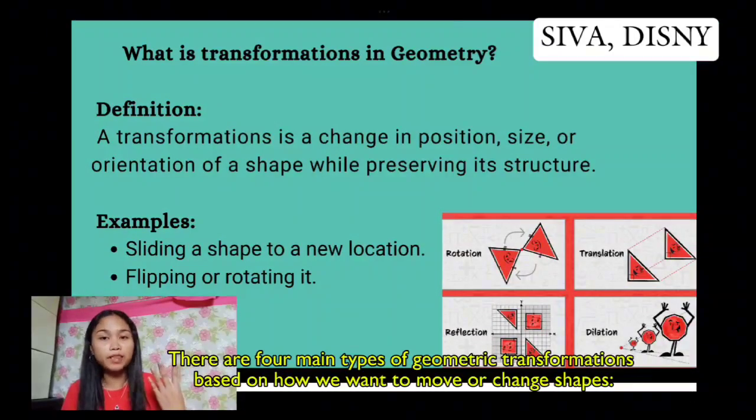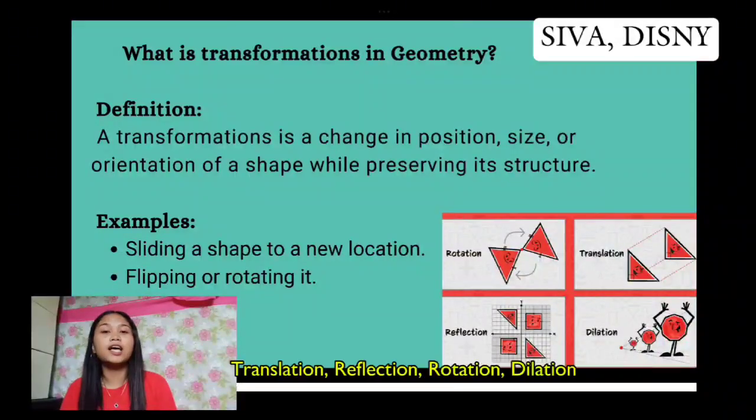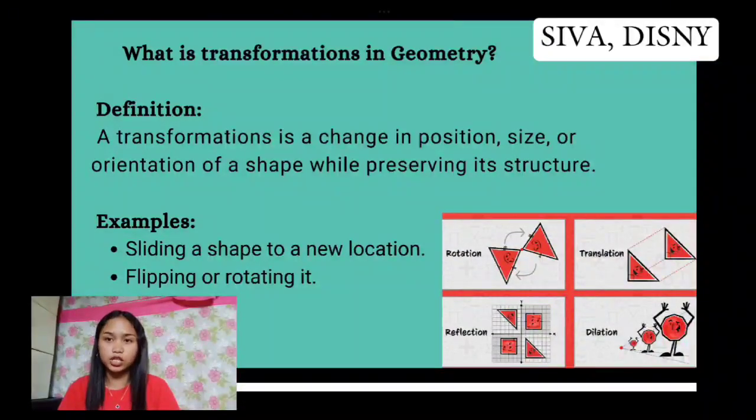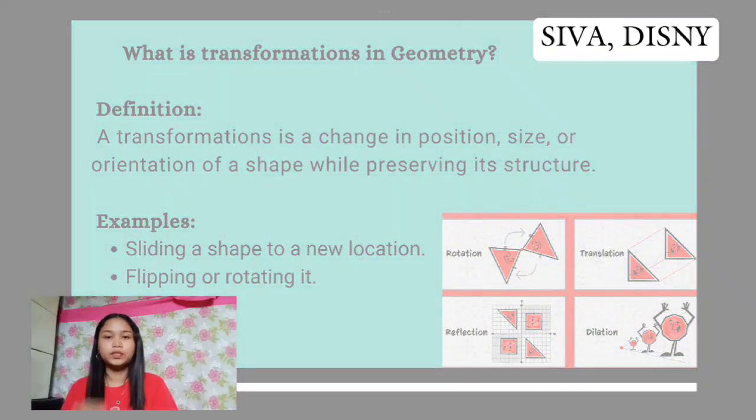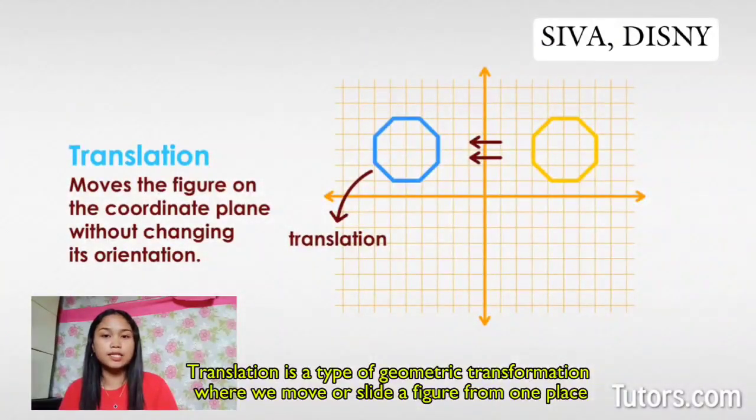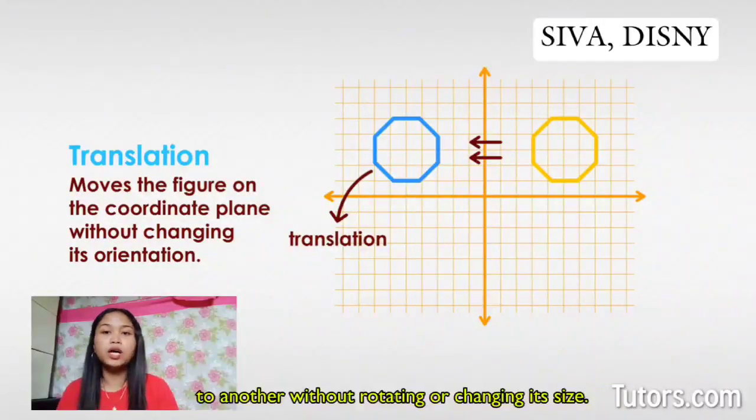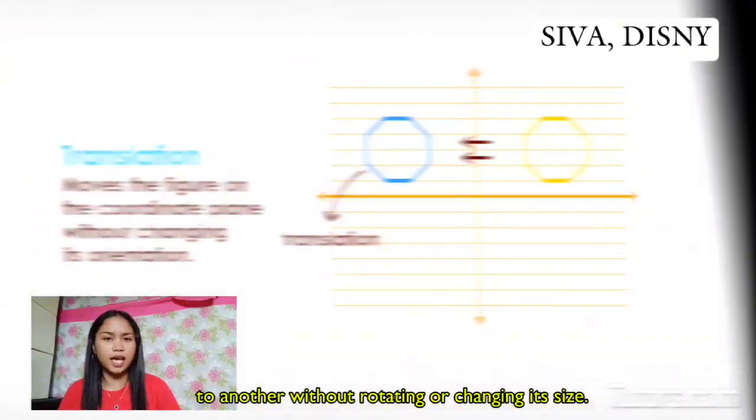There are four main types of geometric transformation based on how we want to move or change shapes. First, translation; second, reflection; third, rotation; and lastly, dilatation. So what is translation? Translation is a type of geometric transformation. We move or slide a figure from one place to another without rotating or changing its size.